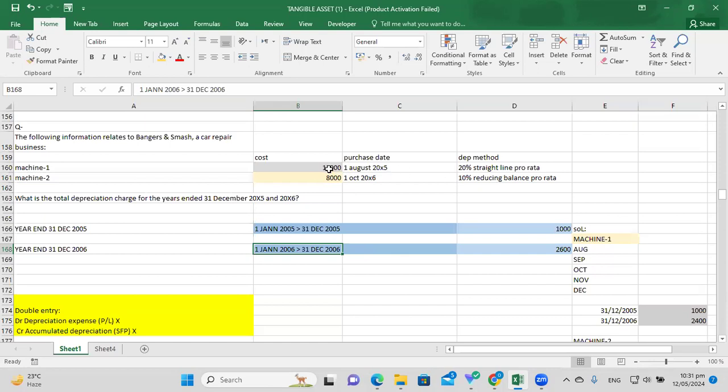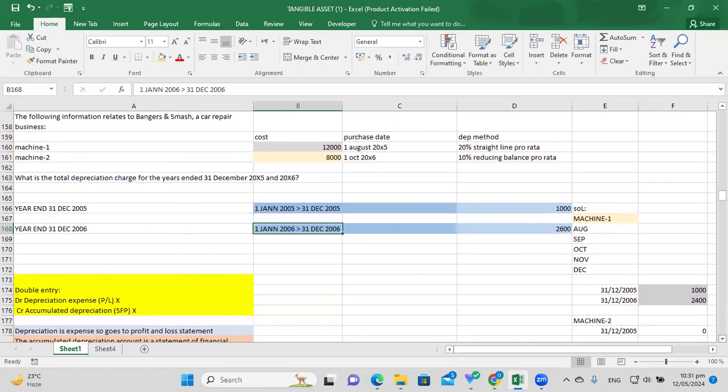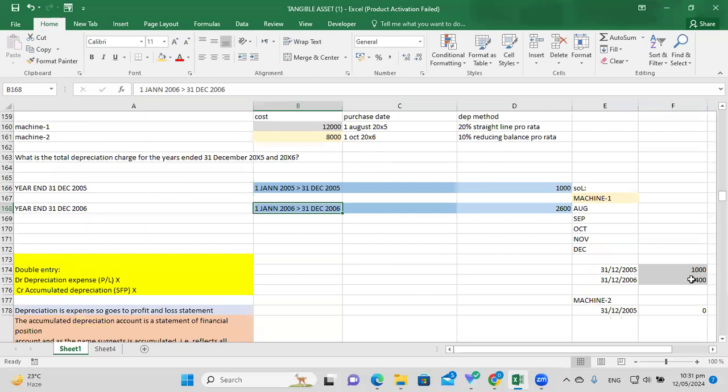So simple. For the second year, you will simply multiply cost with the straight line 20%. And that's a full year, so you do not need to pro rata basis. So simple is how you will calculate. For the second year, for 2006, how will you calculate? 12,000 multiply 20%. And if you want, you can do 12 by 12, because you are using the full year. Even if you don't do 12 by 12, you'll get the same answer, 2400. So machine one, 2006, the depreciation will be 2400. I hope you got this.